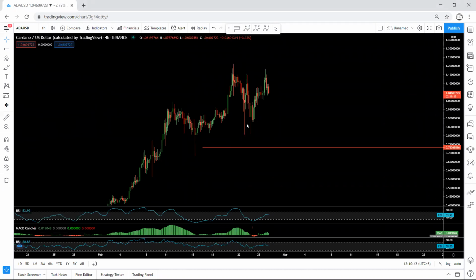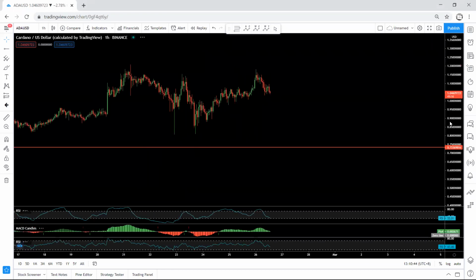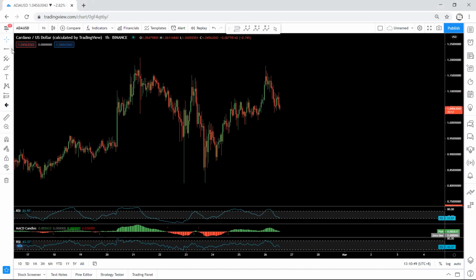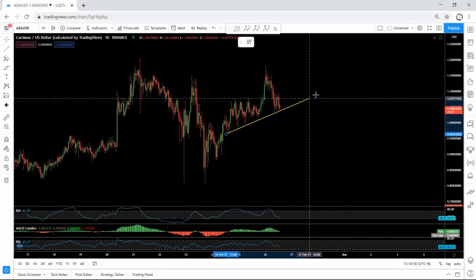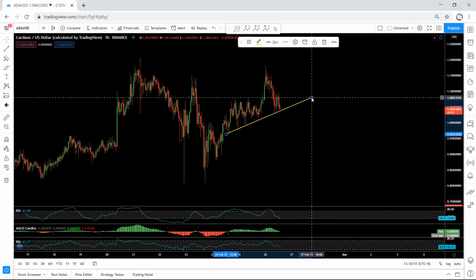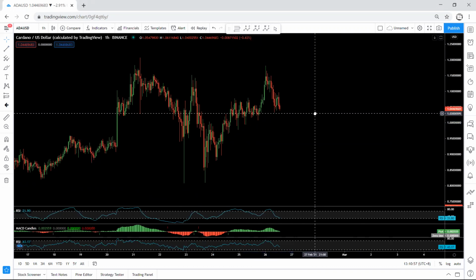If I move to 1 hour chart, based on 1 hour chart right now we don't have any trade setup. Even if I put my line, can we put our line here? This one doesn't make sense. Even if you put it here, we cannot use this line at all. Now how can we trade it?